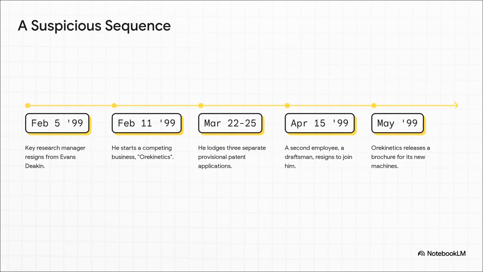And this is where it gets really interesting. The timeline is, well, let's just say it raises a few eyebrows. The manager quits on February 5th. Less than a week later, Orekinetics exists. Then, just over a month later, over a 3-day span, he files 3 complex patents. This wasn't some slow, methodical development. This was an absolute explosion of activity.